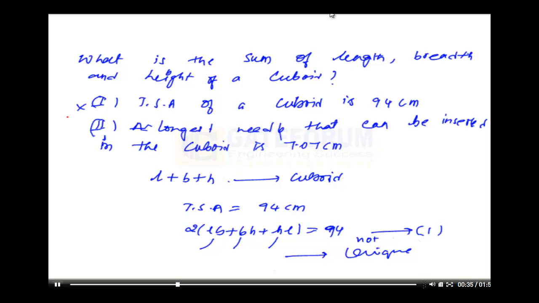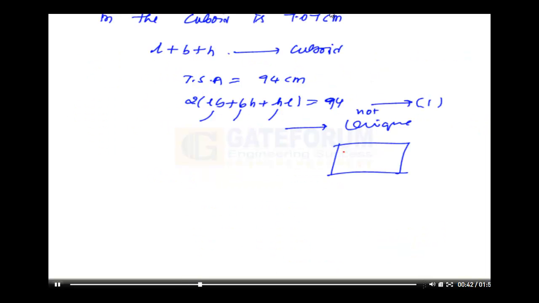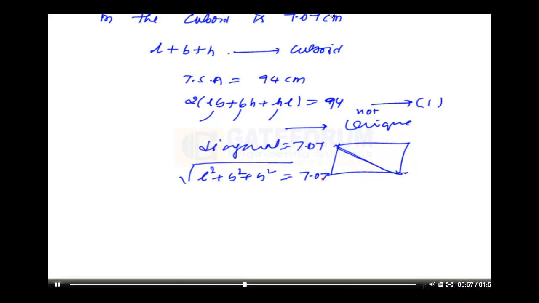Now let us look into statement 2. The longest needle that can be inserted in the cuboid is 7.07 centimeters. If it is the longest needle, definitely it must be one of the diagonals of a cuboid. So length of the diagonal is given as 7.07, which is nothing but the square root of L square plus B square plus H square as 7.07. By squaring we'll get L square plus B square plus H square is equals to 7.07 whole square. Now from this also L, B and H cannot be unique, so definitely we cannot answer this question by only statement 2.